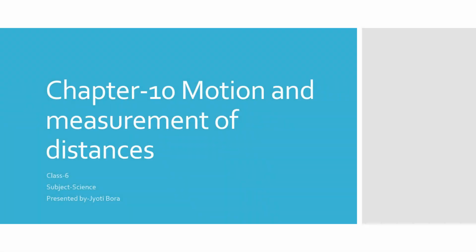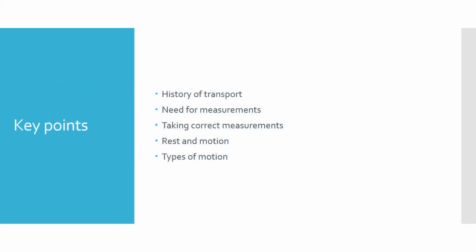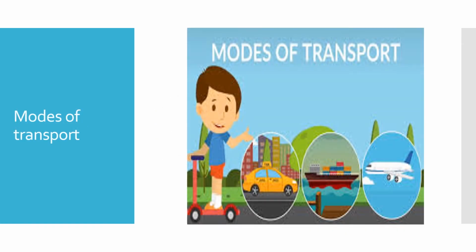Hello children, today we are going to discuss chapter number 10. The name of the chapter is Motion and Measurement of Distances. In this chapter we are going to learn about the history of transport, the need for measurements, taking correct measurements, rest and motion, and different types of motion.